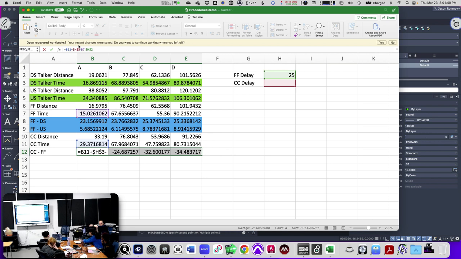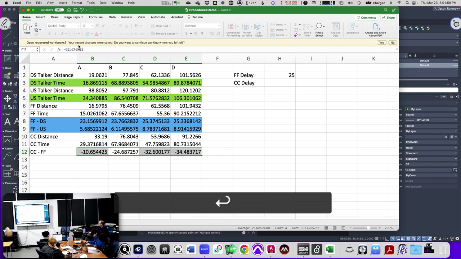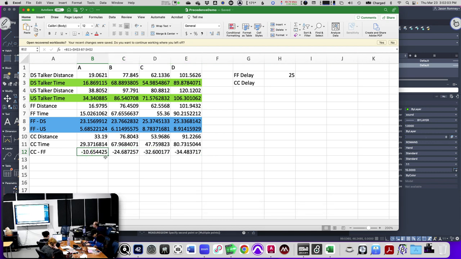And that's the math for finding the difference between the center cluster and the front fill. Okay? So let me now drag that over. So how much delay would I need to add here? Well, it looks like at least 40, right?